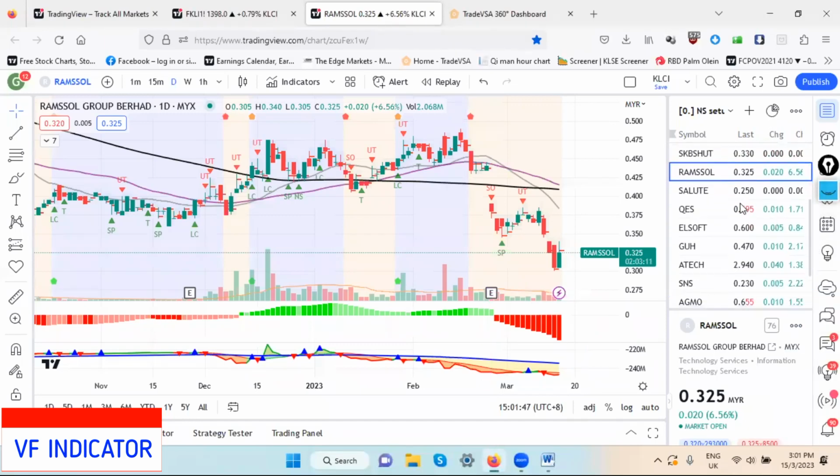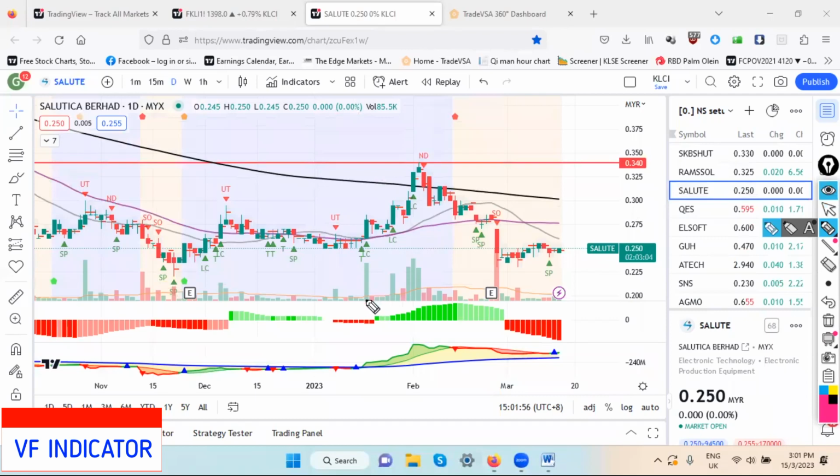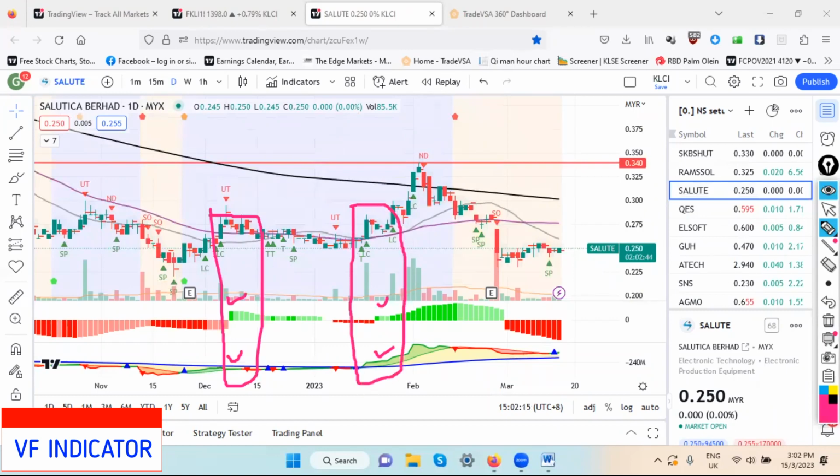Here I have another one, Saludi. This one also, where is your catching point? Here is your catching point. What I said in the first rule is you need to have a green color and green color. From here you also have a green color. But you can see these two are actually of different strength.